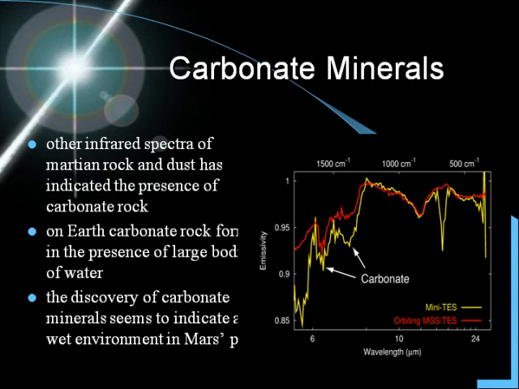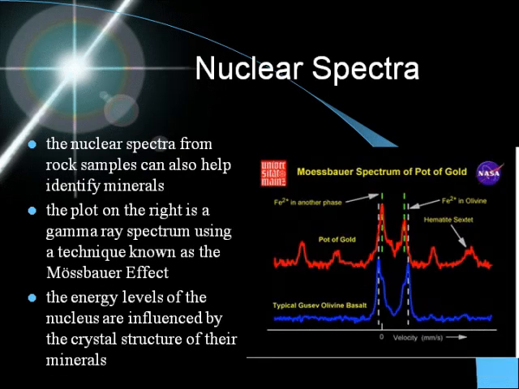So we talked about infrared spectra, we talked about molecular spectra. We can even look at nuclear spectra. Even the nucleus of the atom has its own spectrum. And something called Mossbauer spectrum is being used by the rovers to identify, again, different minerals. And this shows a spectra in the gamma ray part of the electromagnetic continuum. And this helped identify, again, the presence of different minerals.